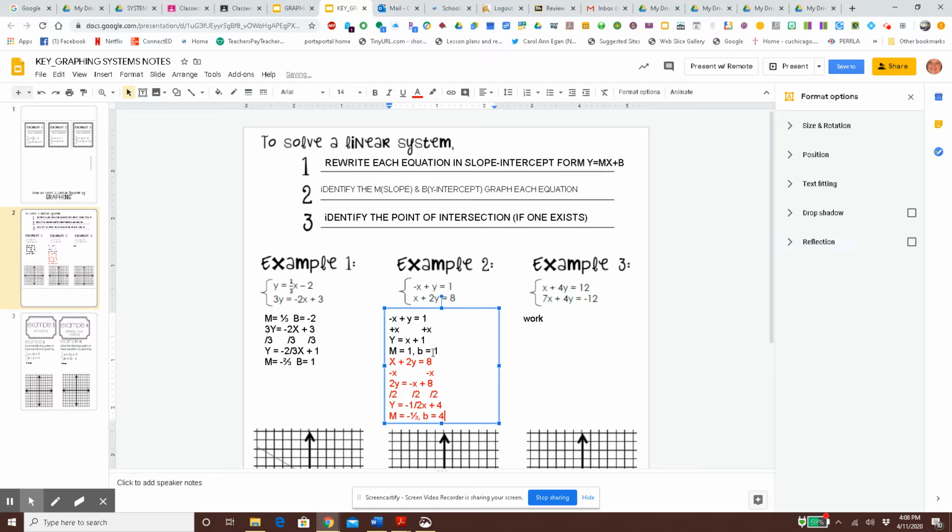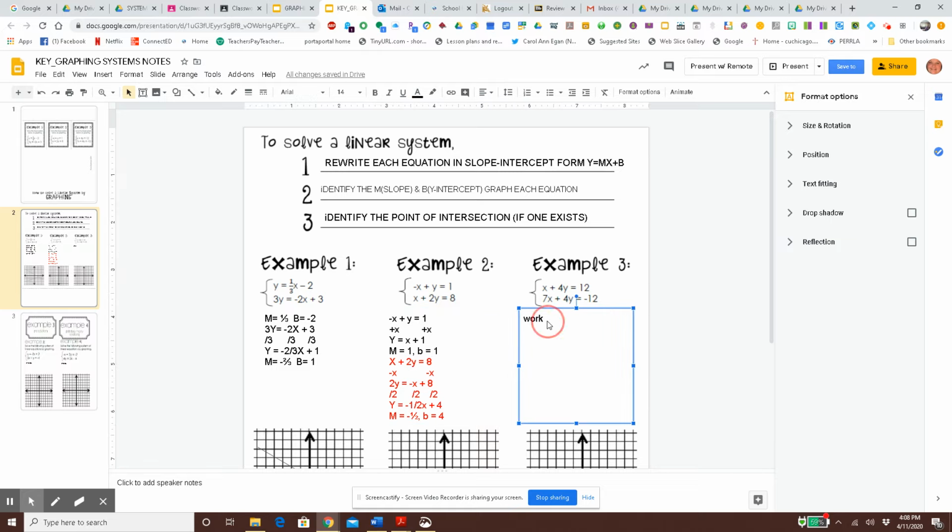Now I know some of you guys are probably tempted to just wait to the end and write down these other notes. But remember, if you don't know how to do it, what are you going to be able to refer back to later? And let's go ahead and do the work on this one as well, and then we'll go through and graph both of them.